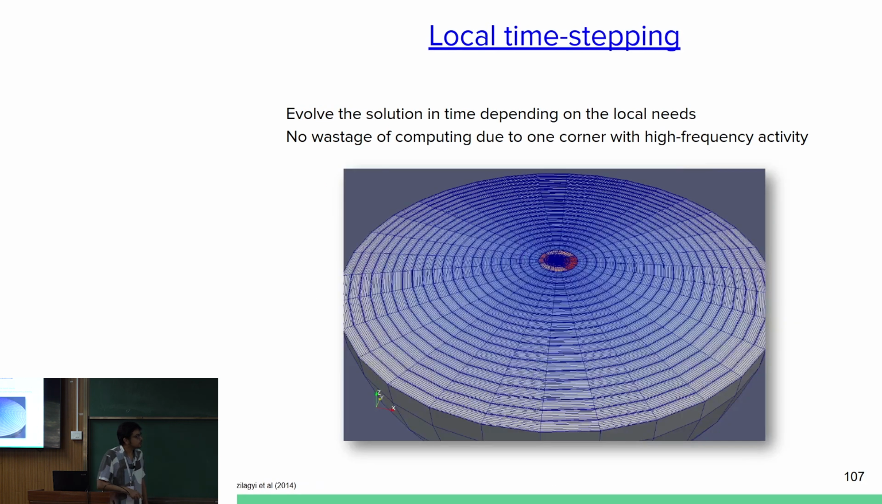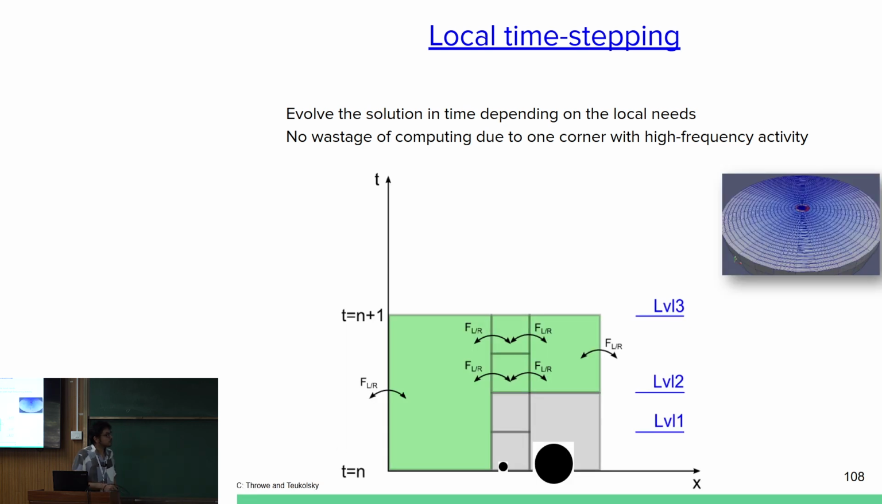Okay, so local time stepping, many times before, I hope you'll remember it. Most of the domain is empty. All the fun is happening in this tiny region inside. Everything else is basically vacuum, right? So what you want is to be able to evolve time depending on where you are in the domain.